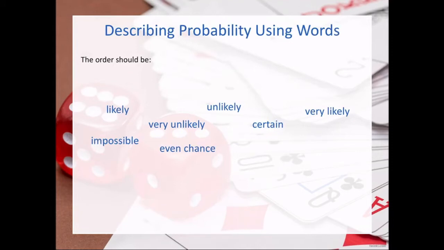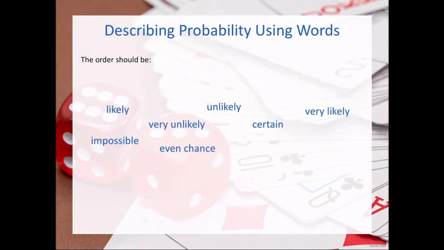So, let's have a look at these words again. We have impossible, likely, very unlikely, even chance, unlikely, certain, and very likely. Now, if we're going to put these in order, where would even chance go? In the middle. So if even chance goes in the middle, can you think how we could order the rest of these words? If we think something will definitely happen, then which word would we use?